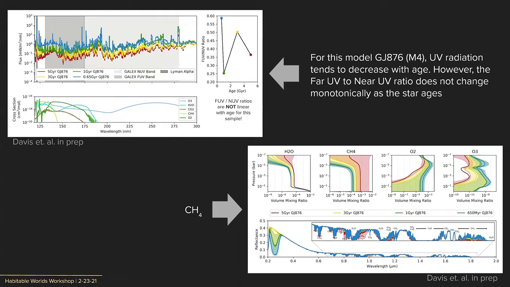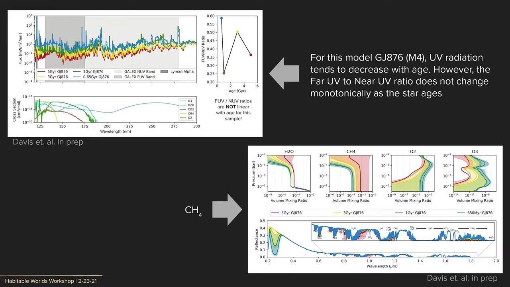And so we did a somewhat similar test with, looks like this got deleted. Sorry about that. The next experiment that we did was that we took GJ876 and we modeled it at a few different ages. So we go from 650 million years all the way up to 5 billion years. You can see that on average, the amount of UV flux coming from the star is decreasing as the star ages. But as we showed in the previous plot, the F to NUV ratio of these stars is not linear with age. It's not linear and it's not monotonic.